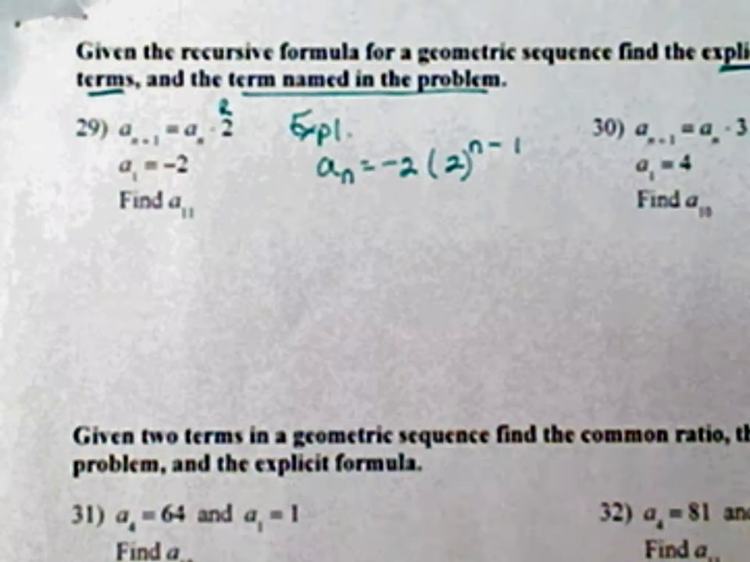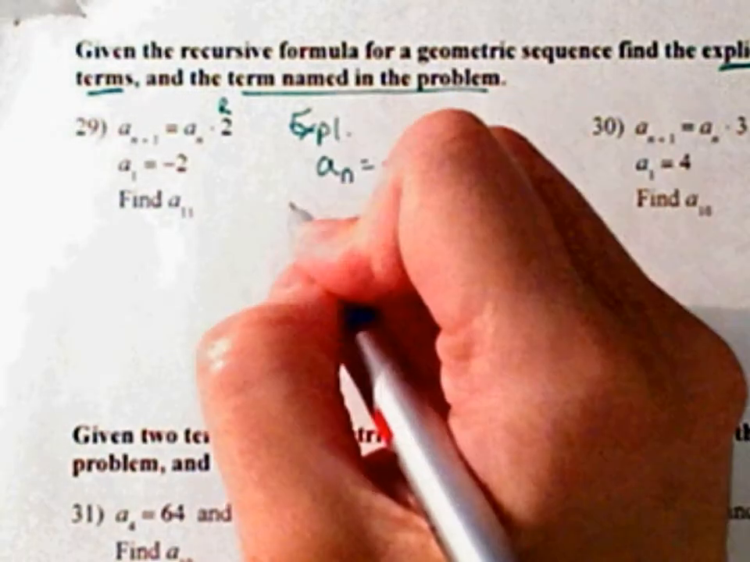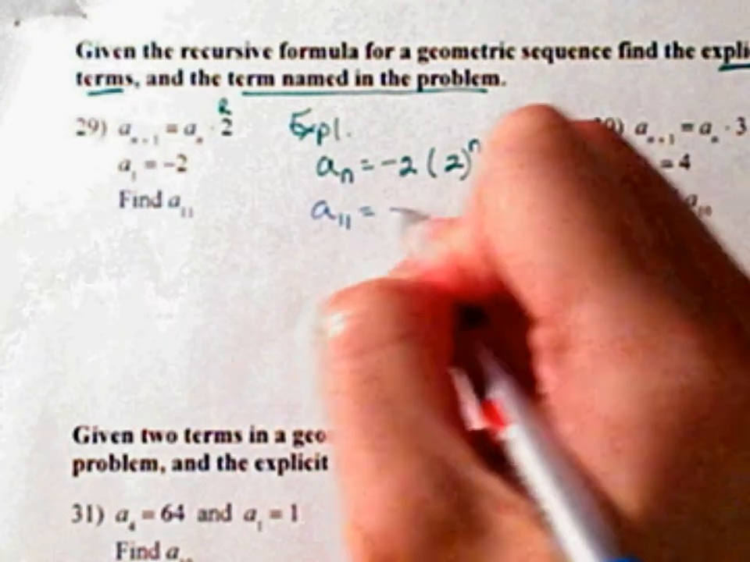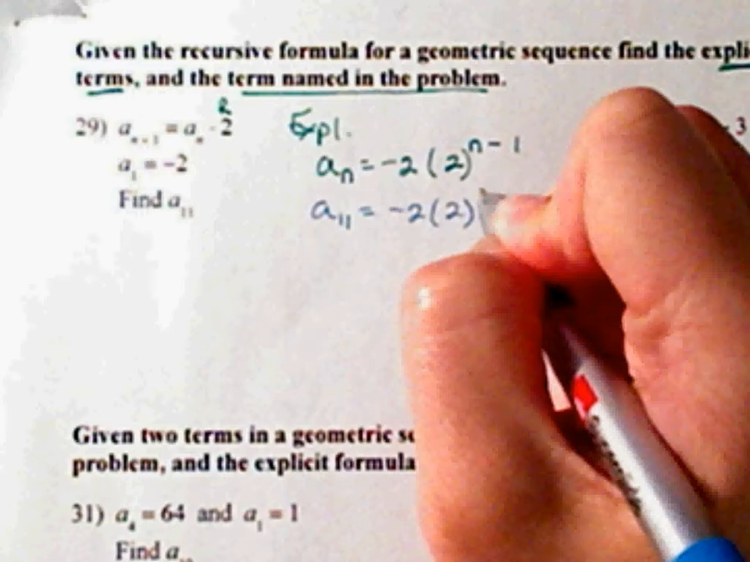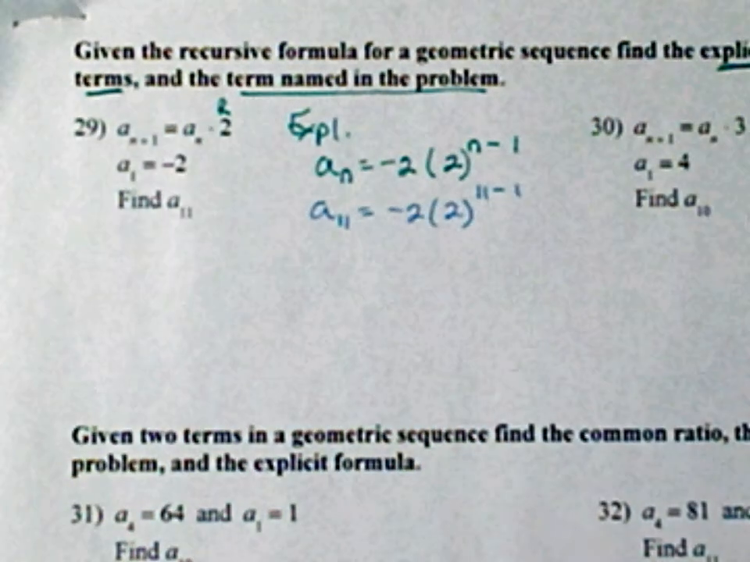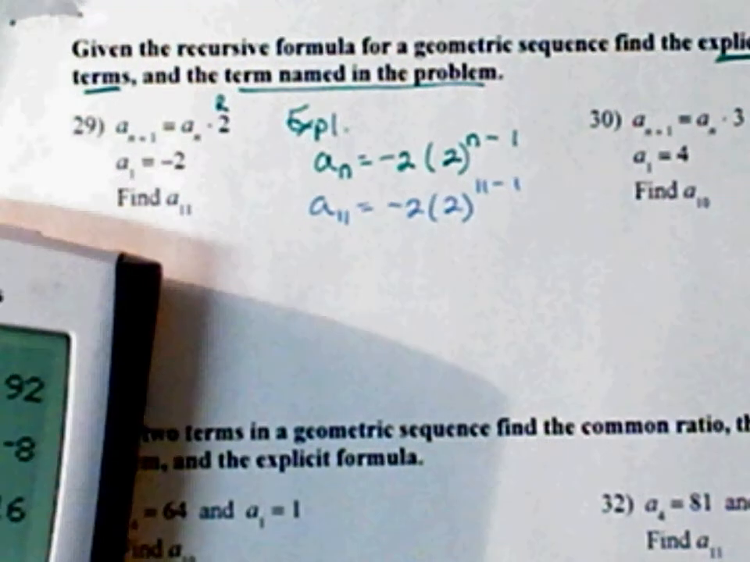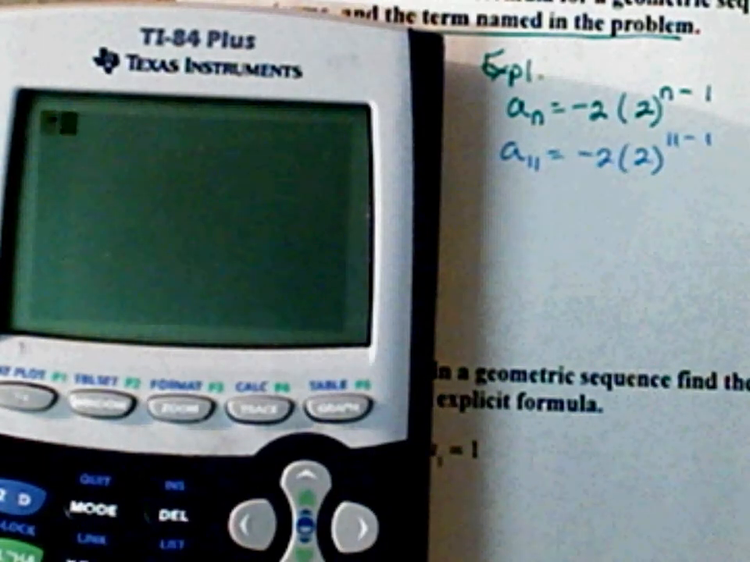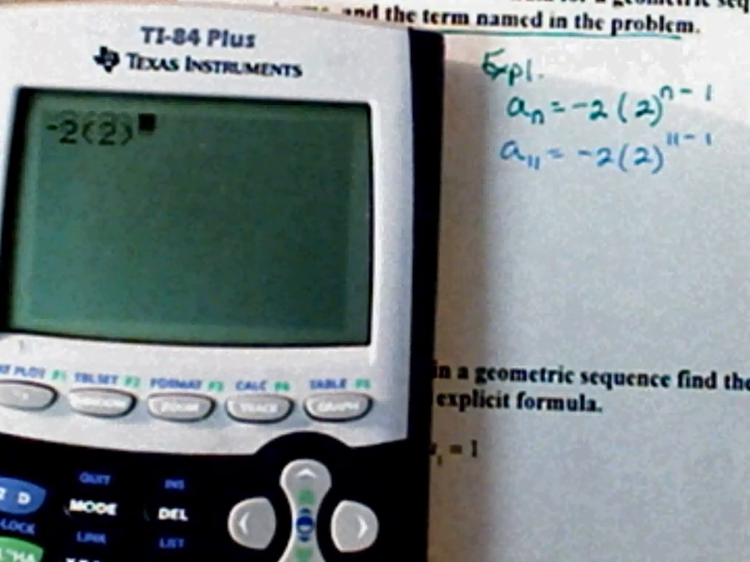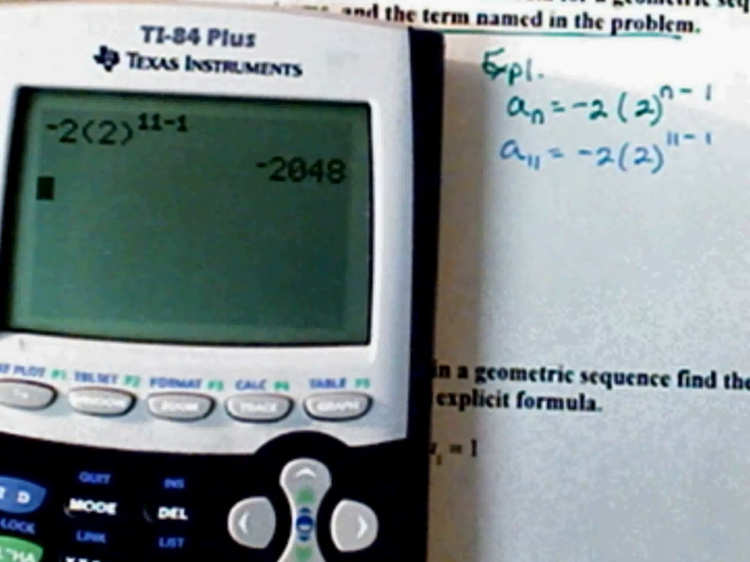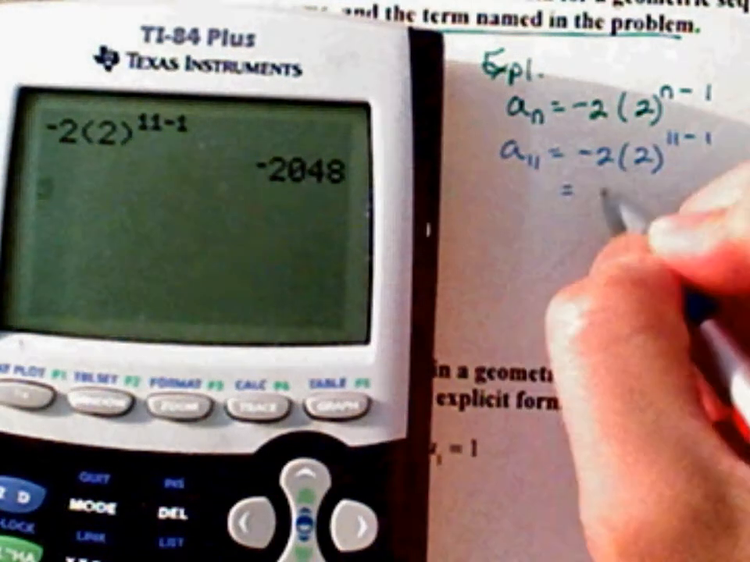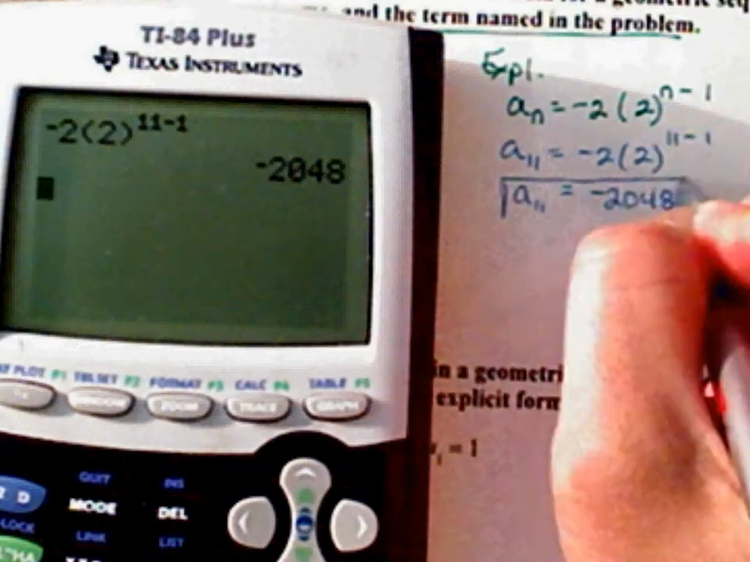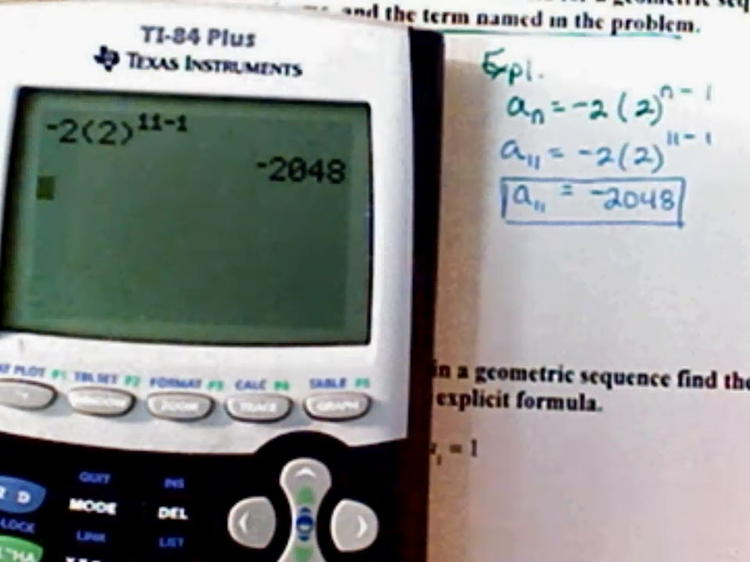All right, let's go ahead and find the next term. It says find the term named. I'm looking for the 11th term. So, -2 times 2 raised to the 11 minus 1. All right, and you just type that into your calculator, keep you from doing a lot of work. Here we go. -2 times 2 raised to the 11 minus 1. You could really just do 10, okay? Equals -2048. So this is your 11th term, okay?